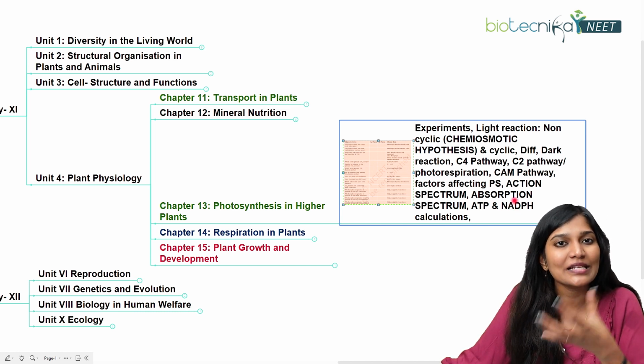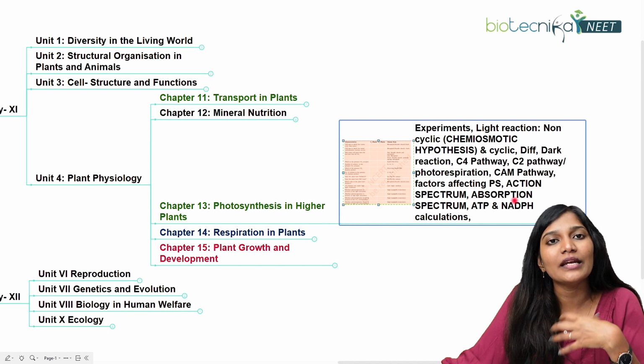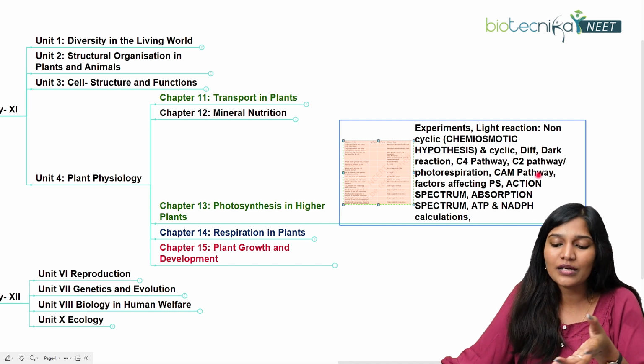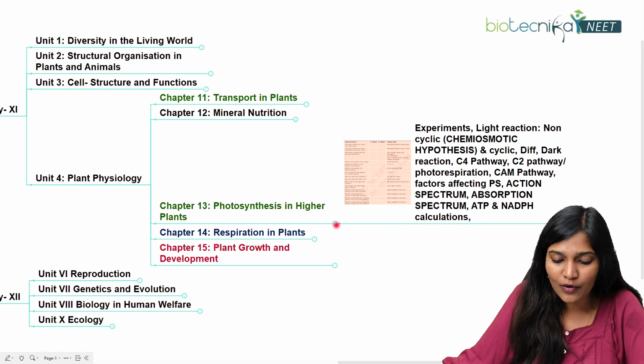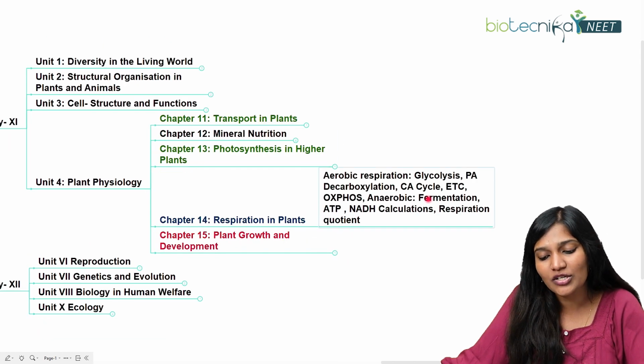So there are going to be 6 cycles. So how many ATP and NADPH2 are used for 6 cycles or 3 cycles or 2 cycles, they can ask you in the form of a calculation. This is very important. The next one is respiration in plants.